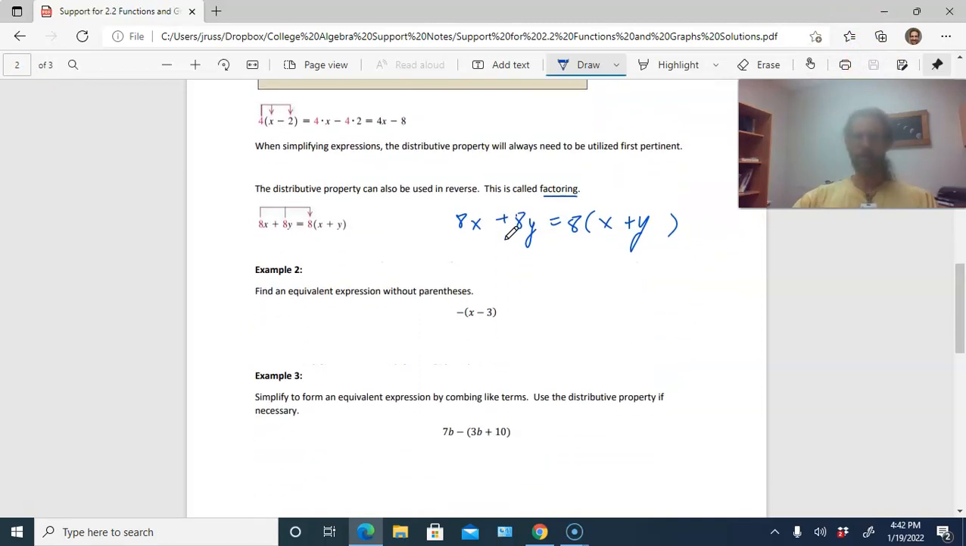Alright, but let's get some practice using the distributive property. So example 2 says find an equivalent expression without parentheses.